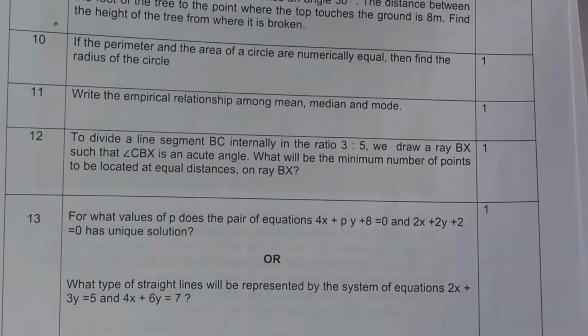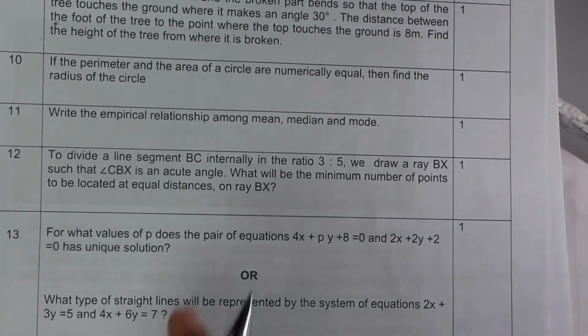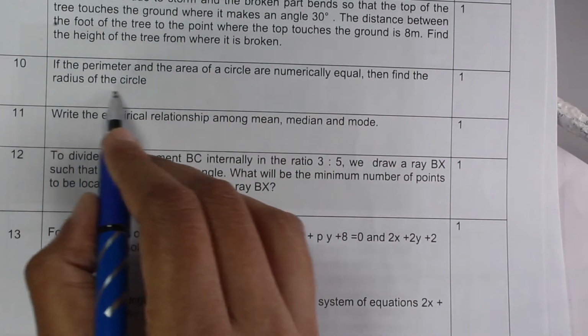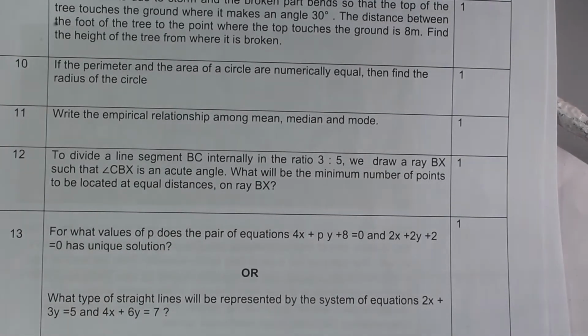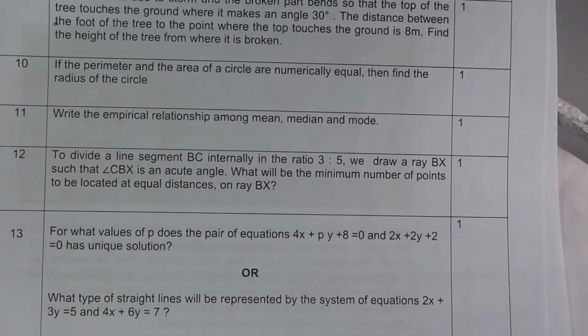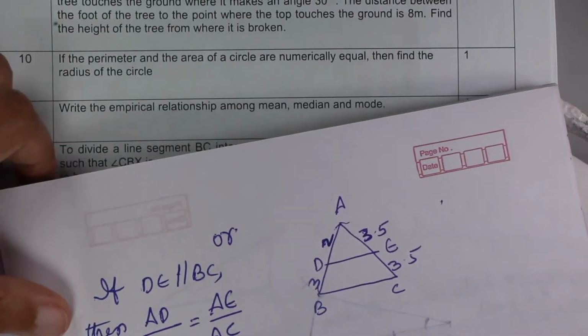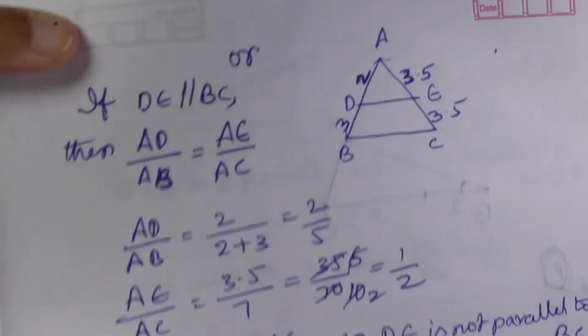Now let's look at the 10th question. If the perimeter and the area of a circle are numerically equal, then find the radius of the circle. So he has given that perimeter and the area of the circle are numerically equal. What does this mean? Pi r square is equal to 2 pi r.